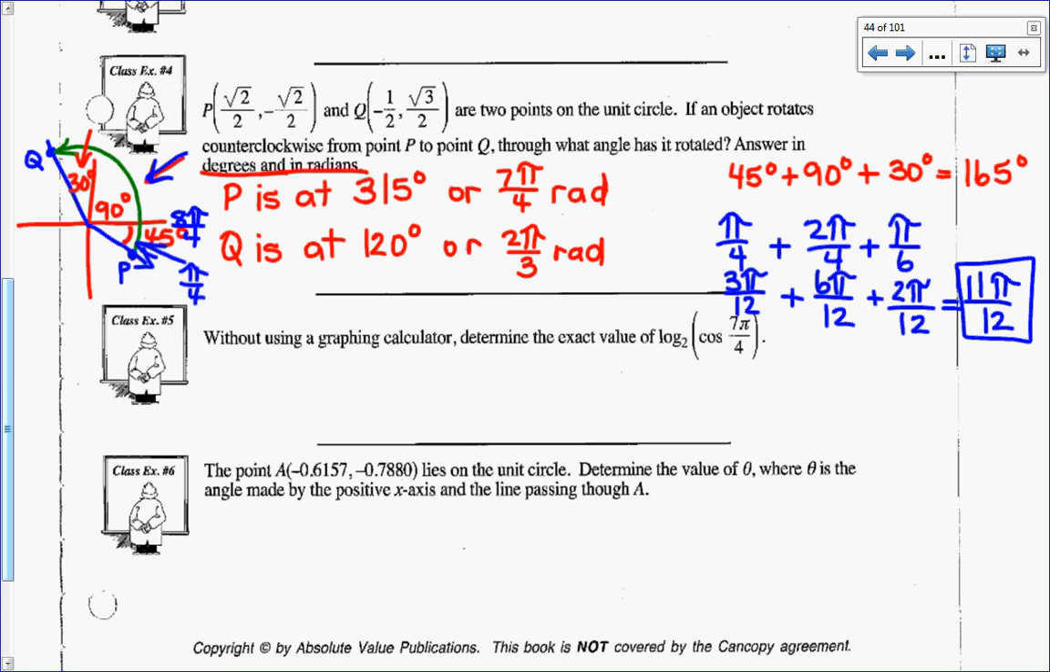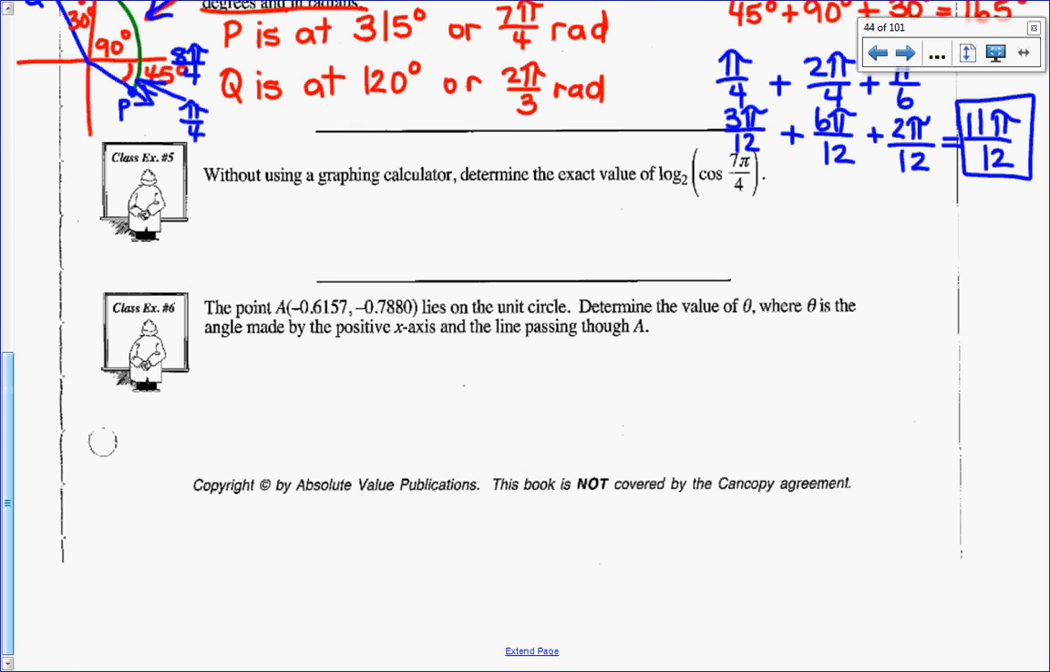Okay, example number 5. Without using a graphing calculator, determine the exact value of log in base 2 of cosine 7 pi over 4. Ooh, they're combining a few things there, aren't they? They're combining logs from a previous unit with what we now know about the unit circle and the trig functions. So they are testing us to see if we know our stuff. So you will find that on the test. They will not just isolate certain topics always. They will sometimes put them together in tandem, and you'll have to show what you know.